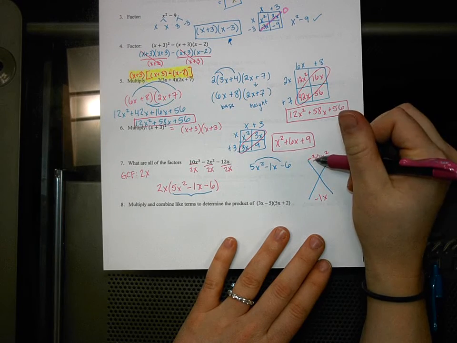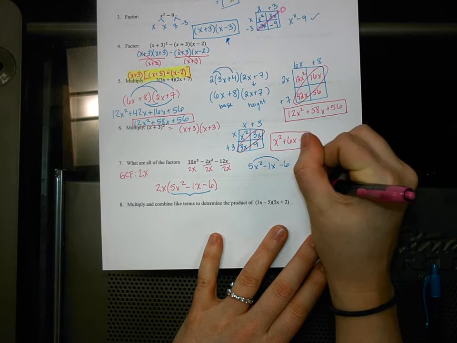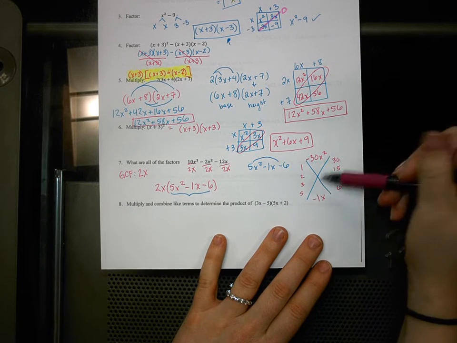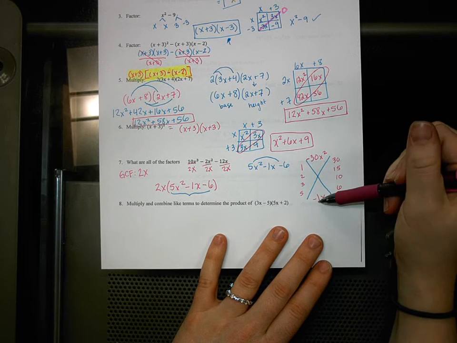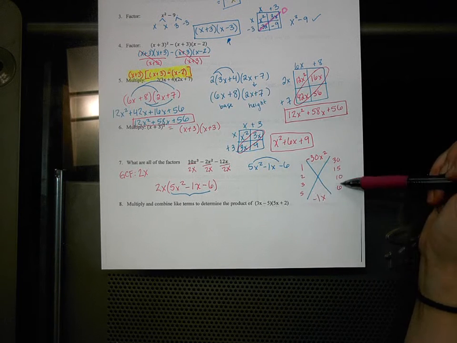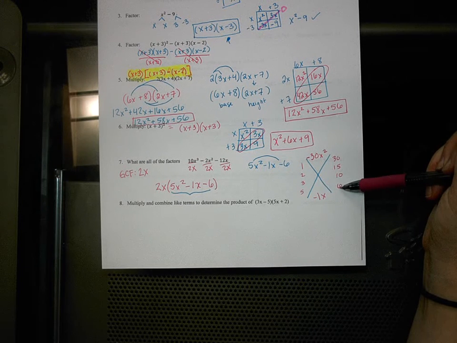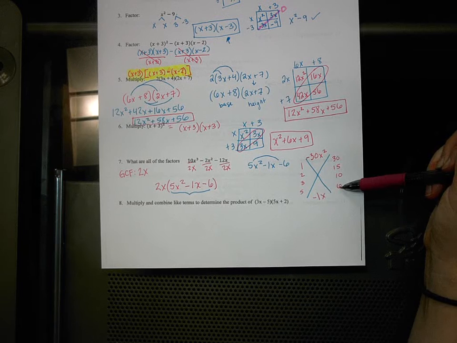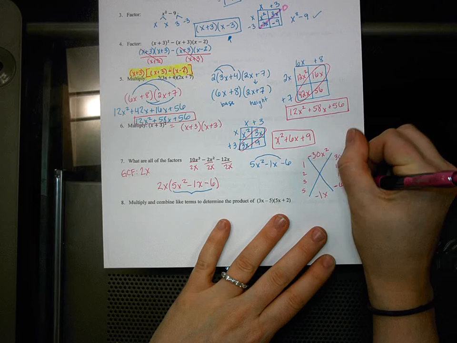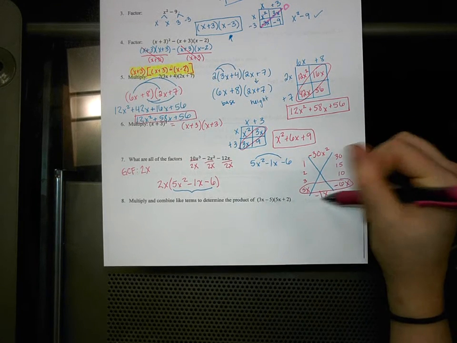I want to figure out what numbers multiply to give me 30, so that's 1 times 30, 2 and 15, 3 and 10, 5 and 6. But I need to see what numbers of these also combine to give me negative 1. In order to get a negative number, I need to do a negative times a positive. If I made my 5 negative and my 6 positive, negative 5 plus 6 is positive 1. I don't want a positive down here. I want a negative. So a negative 6x and a positive 5x would combine to give me negative 1x.